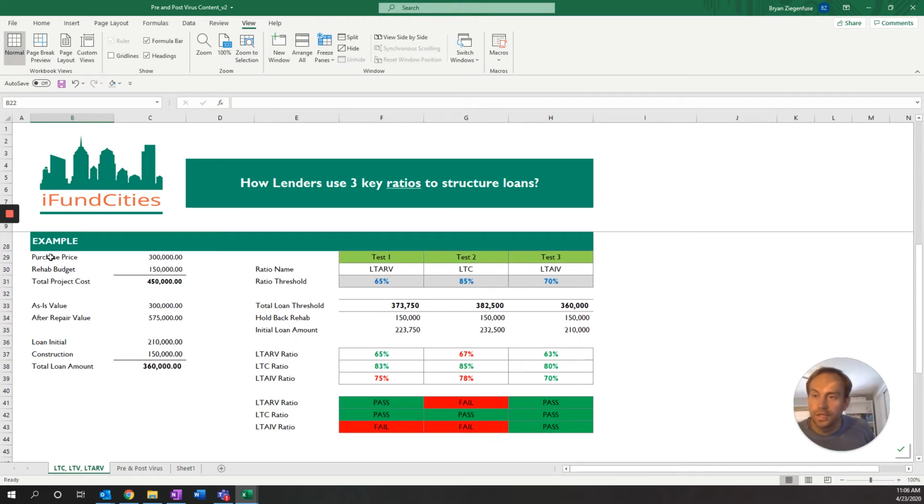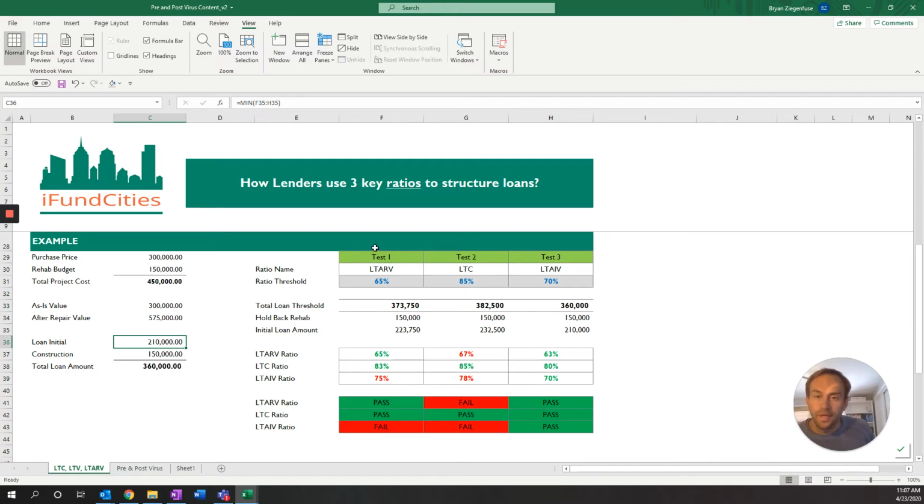So here's our example, and we've got our three tests, our three thresholds, over here to the right. The purchase price is $300,000 with $150,000 rehab, so total project cost of $450,000. As-is value of 300, which equals the purchase price, and after repair value of 575,000. And so here's what the lender would say is the loan amount.